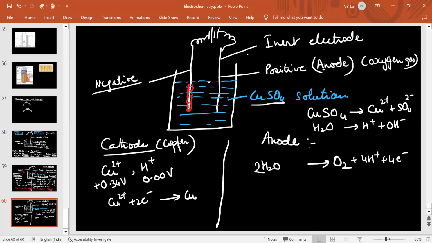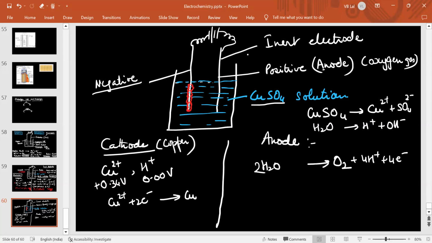So if I take inert electrodes and I take copper sulfate solution, at the anode, what will happen? Oxygen will be formed, because the oxidation potential of water changing to oxygen is much higher than the oxidation potential of sulfate ions getting discharged. So you will get oxygen. Now, what will happen to the solution?